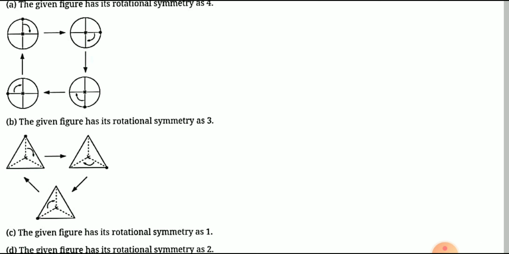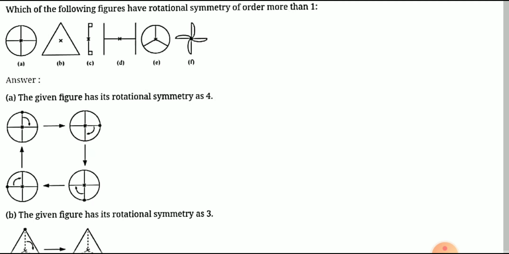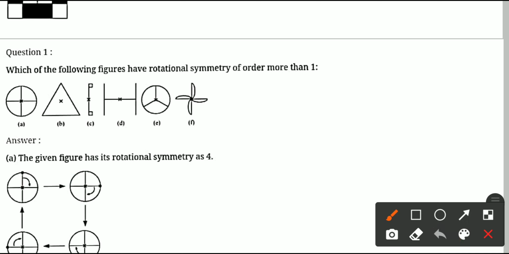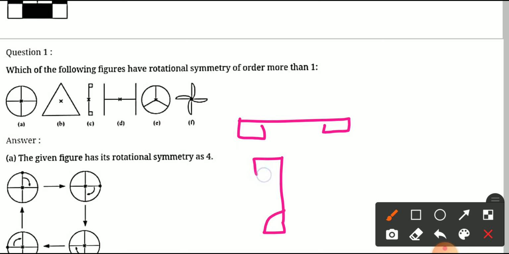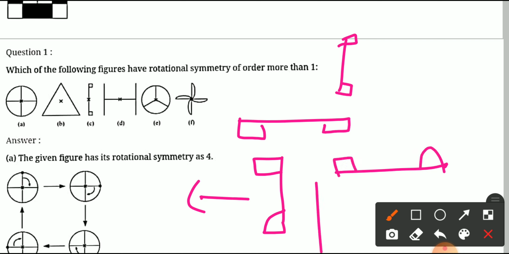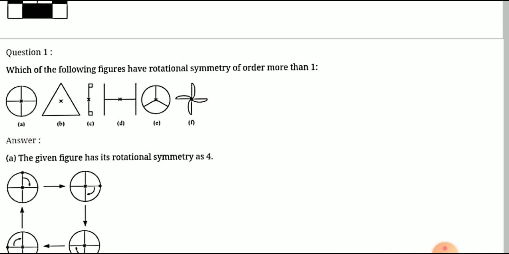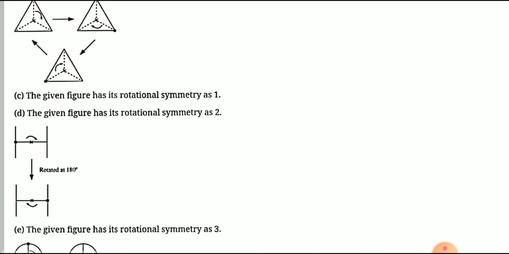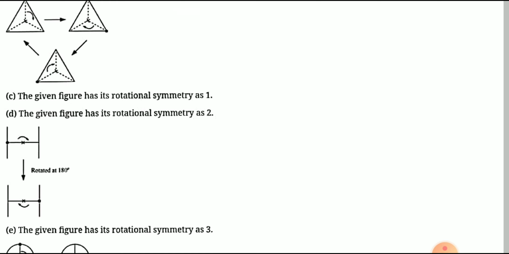Now the C part. In the C part we can see that if you rotate this figure the first time, it will look like this. Secondly it looks like this, but it is not similar. Why? Because here the boxes are on the right hand side, but in that case the boxes are on the left hand side. So in the third rotation the boxes go up, and at the fourth rotation, that means the complete 360 degrees, it again goes here. So it has an order of 1. So we are not considering it as rotational symmetry of order more than 1. The given figure has its rotational symmetry as 1.